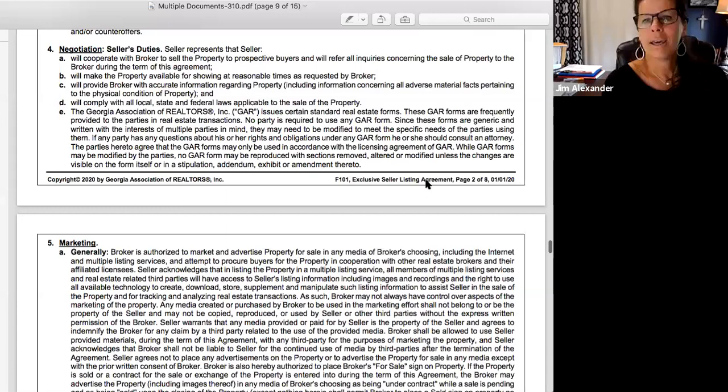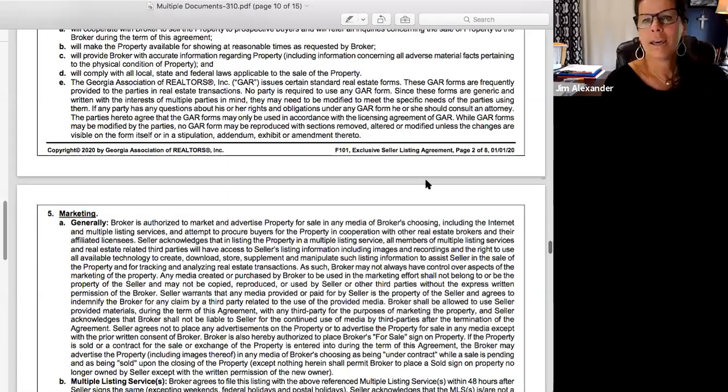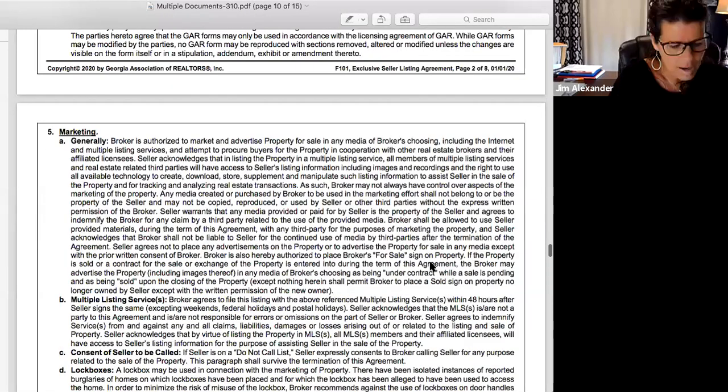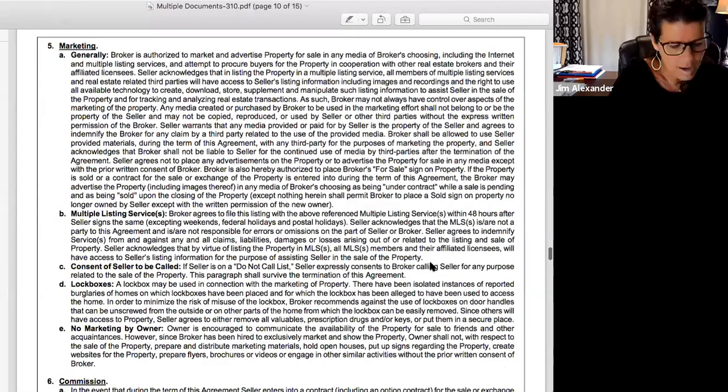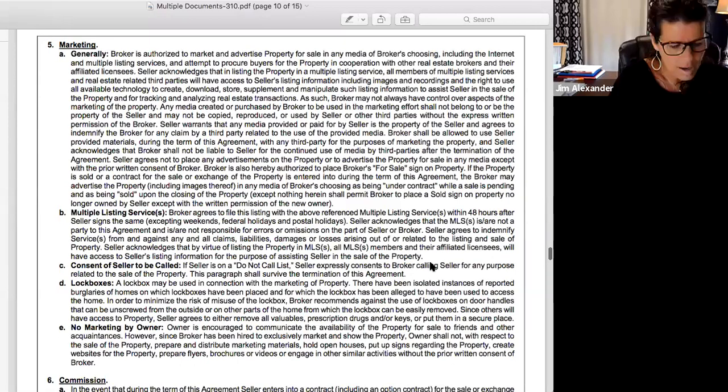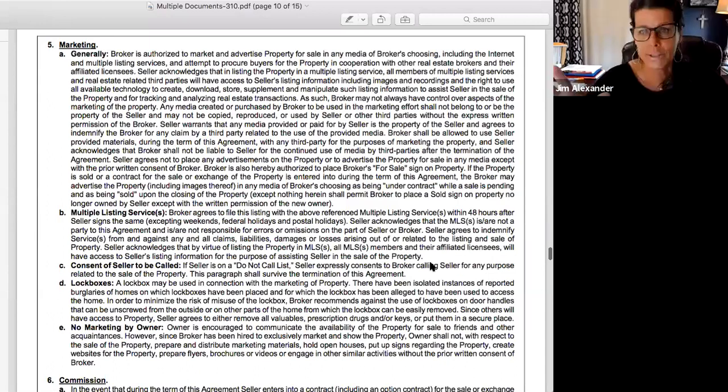Marketing, this talks about the listing and all that we do for marketing. This section gives us, Keller Williams, permission to market their house on every social media avenue there is. I've had a few times where the sellers don't want their house out there for the whole world to see for confidentiality reasons. And if that's the case, then that's really going to tie our hands on how quickly we can get the house sold.